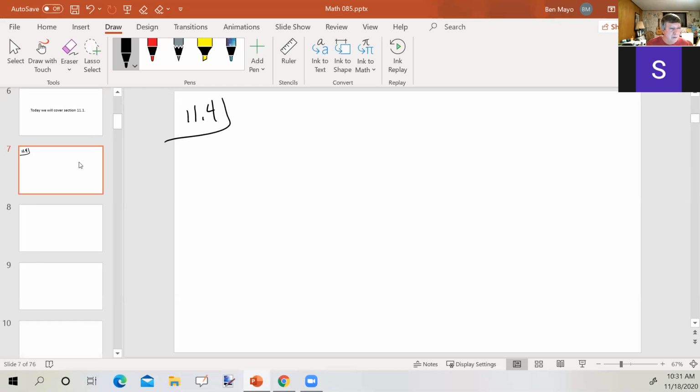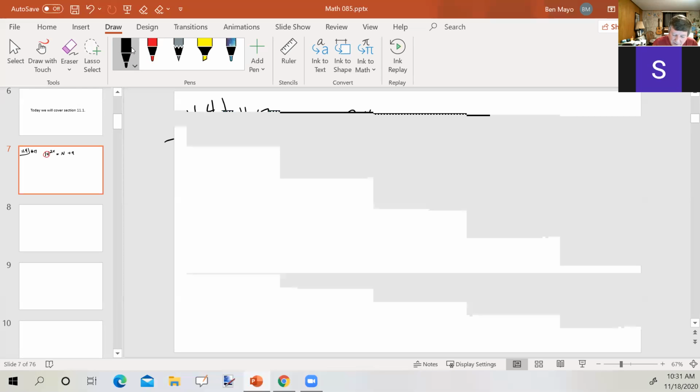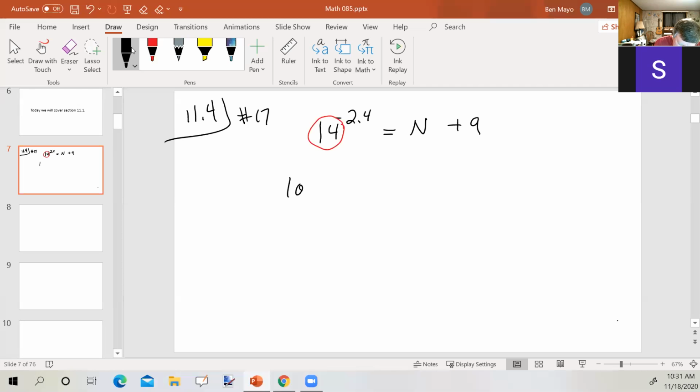This is from section 11.4, problem number 17. Okay, and the question says, write the exponential equation as a logarithmic equation. And the equation is 14 to the negative 2.4 power equals the quantity n plus 9. Well, in this case, 14 is the base. So we're going to have log base 14 of (n plus 9) equals negative 2.4.